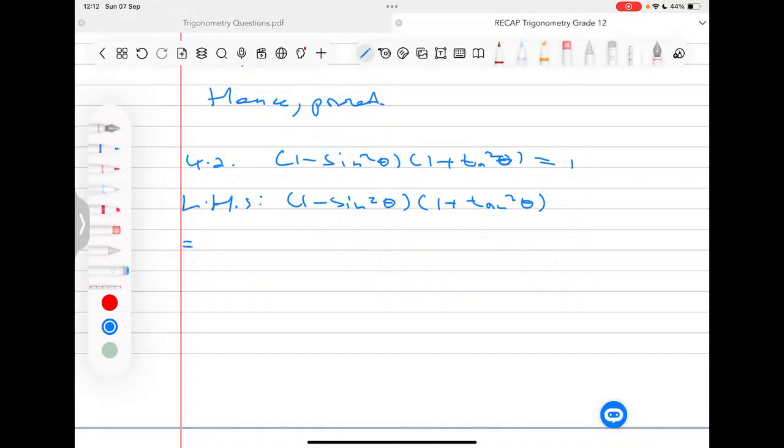And when we simplify this, this for me is a binomial by a binomial. It's the product of two binomials. So this means I'm going to say 1 times 1, and I'm going to use the FOIL method. It's going to give me a 1. And then we are going to say 1 times tan squared theta. So this means here I'm going to have a plus tan squared theta. And we then say this times that is going to give me a negative sine squared theta.